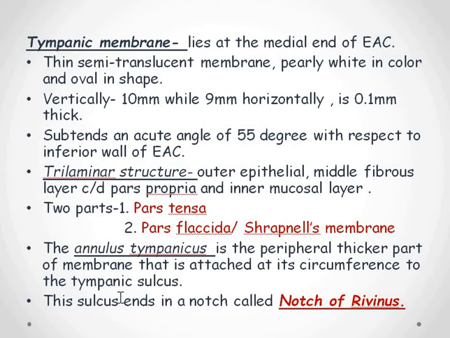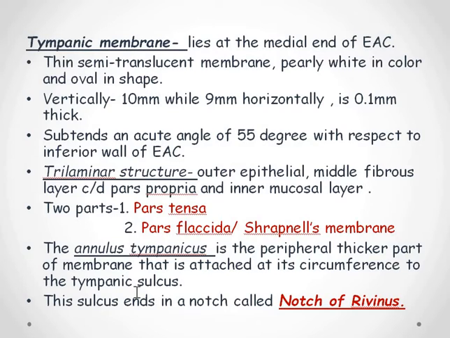Now let's talk about the tympanic membrane. It lies at the medial end of the external auditory canal. It is a thin semi-transparent membrane, pearly white in color and oval in shape. So it's not circular, it's oval in shape. The vertical length is 10 millimeters while the horizontal is 9 millimeters, with a 0.1 millimeter thickness. It lies at an acute angle of 55 degrees with respect to the inferior wall of the EAC. So it is not vertically lying. It's not 90 degrees.